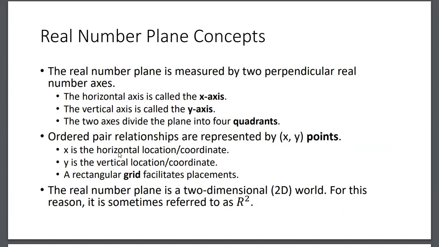X is the horizontal location or coordinate of the point, and y is the vertical location or coordinate of the point. A rectangular grid facilitates placements. The real number plane is a two-dimensional, 2D world. For this reason, it is sometimes referred to as R2.